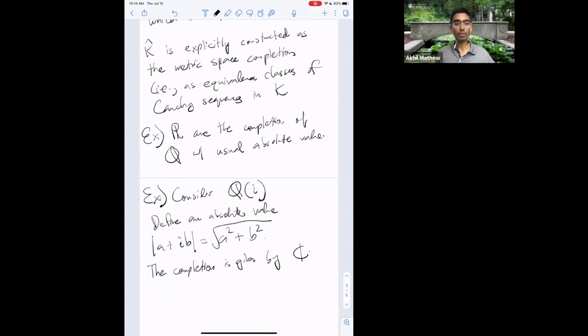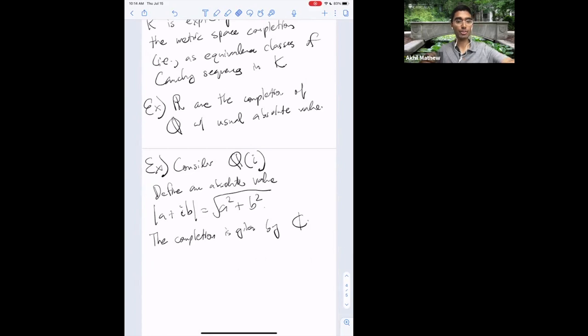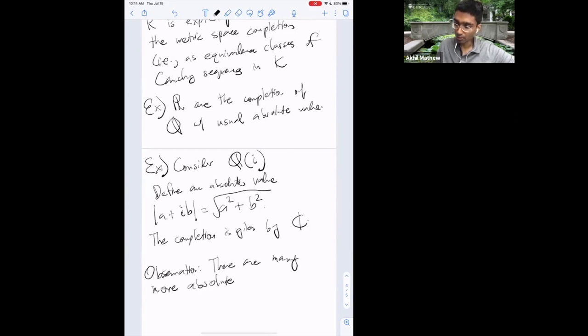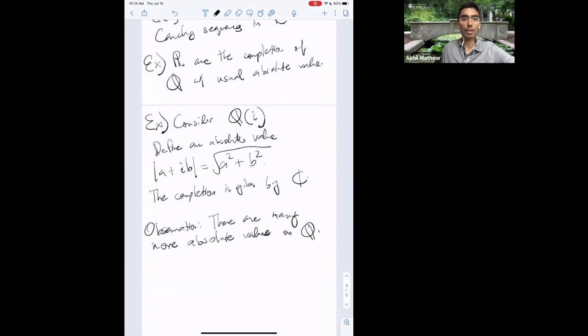So I defined this notion of an absolute value, and the key observation is that we can get the real numbers and the complex numbers using this construction, but there are many more examples of absolute values on the rational numbers. We have the usual absolute value function, but there are lots of other examples that satisfy the same axioms.